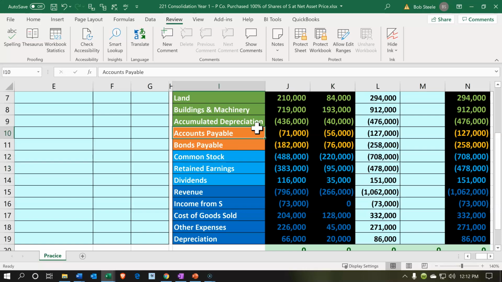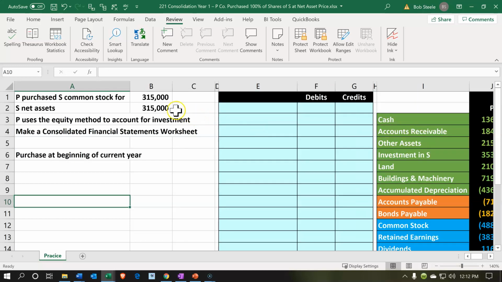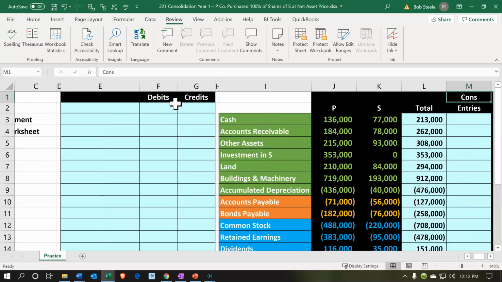That 315, you'll recall, was what it was purchased for. So P purchased S for the 315, which is equivalent to their net book value. So we're imagining here their net book value is basically the fair value, and that's how much the stock was purchased for. So that's going to be our equity amount there.